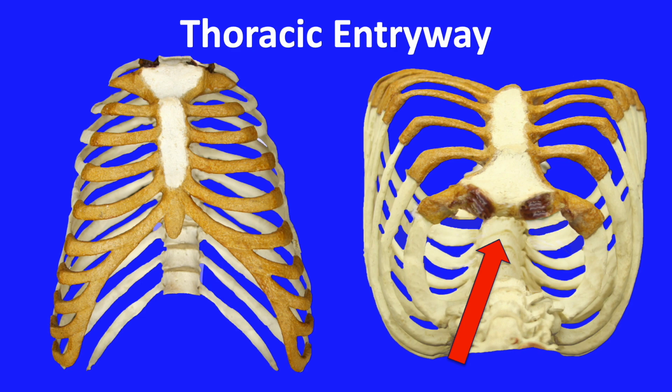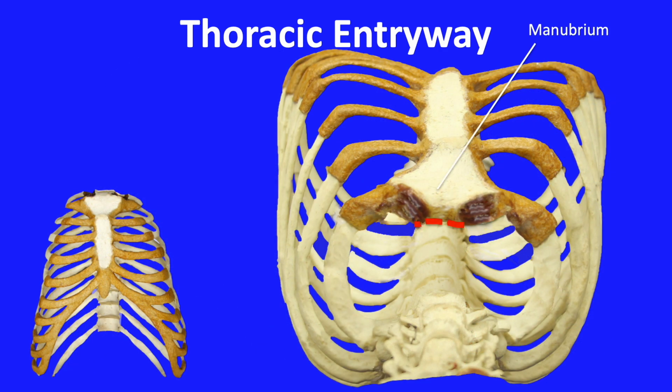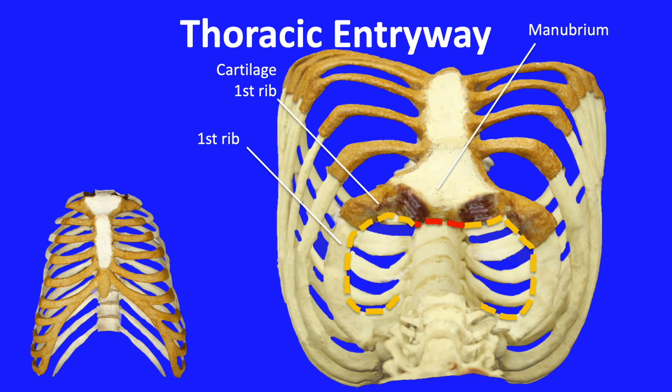Let me now define the bones that make up the entryway. The manubrium makes up the anterior border of the thoracic entryway. The lateral borders are the cartilages and the rib component of the first rib. The body of the seventh vertebrae makes up the posterior border.